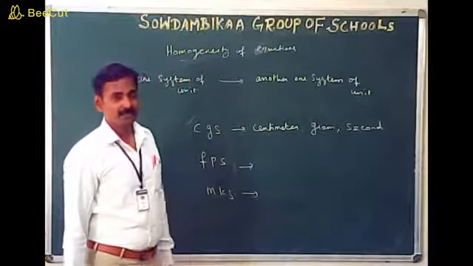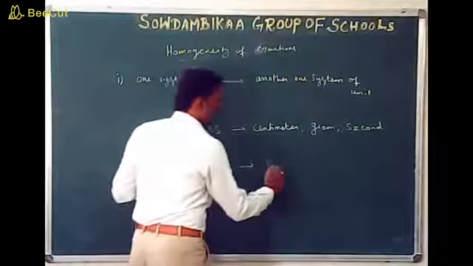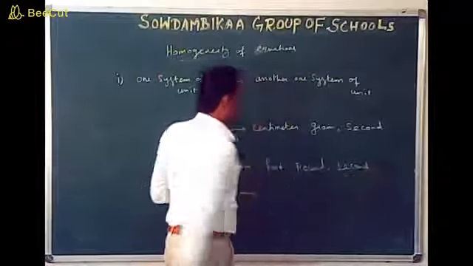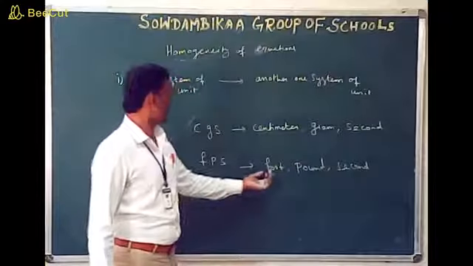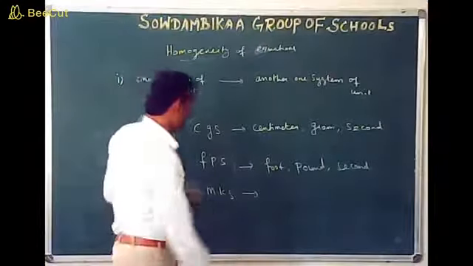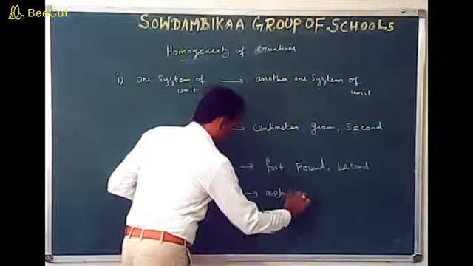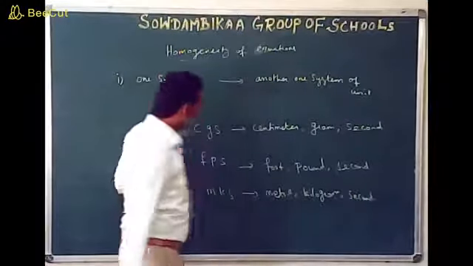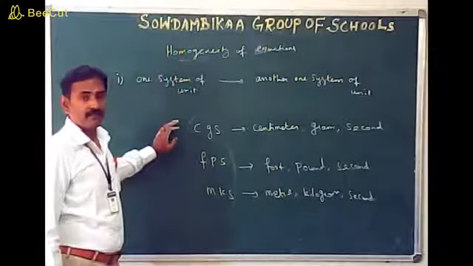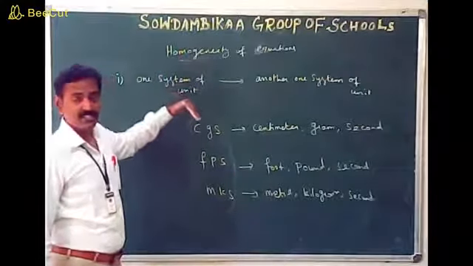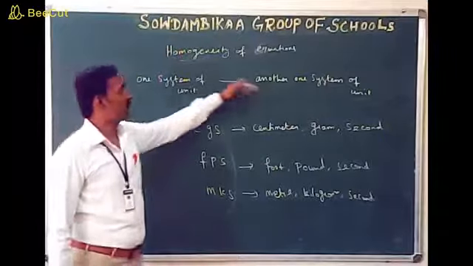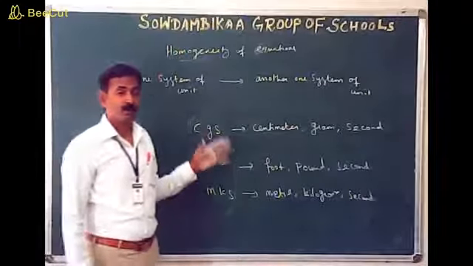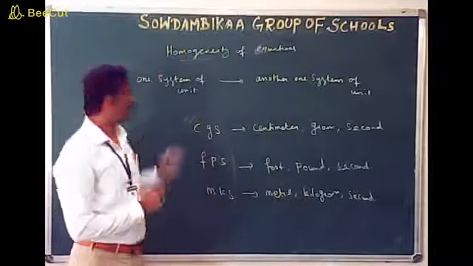FPS is the British system. F is foot, then pound, then second. For measuring mass they follow the pound, and to measure length they follow the foot. Likewise, meter, kilogram, and second. So these are the different systems of units we can follow. Using dimensions, we may convert one system of unit to another system. So at the time of converting, what are the rules we have to follow? That's the first application.